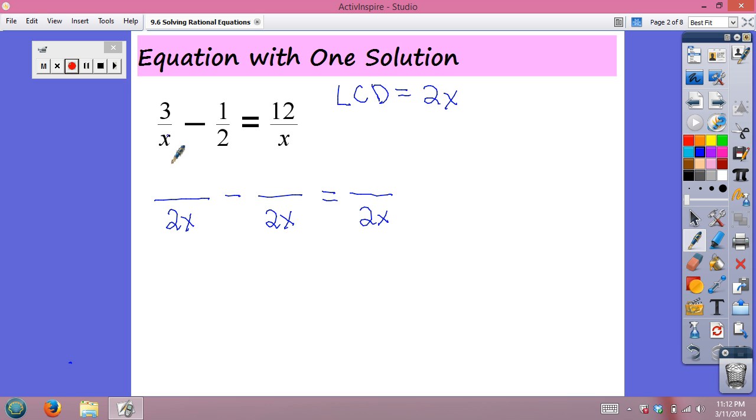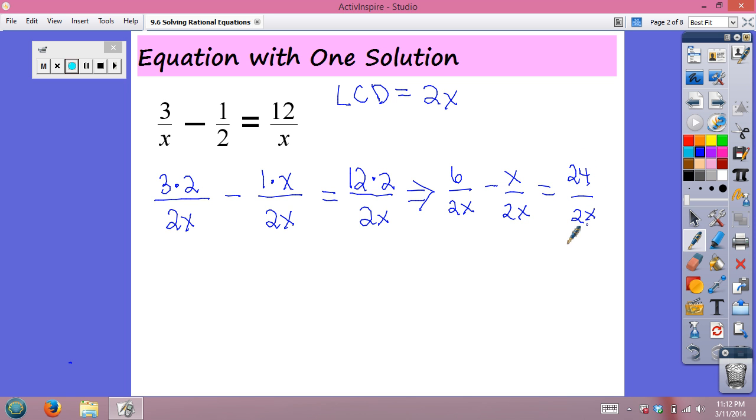So we have an x here, we need a 2x, so we know we must take the numerator times 2. We have a 2 here and no x, so we know we must take the numerator times x. And we have an x here and no 2, so again we're going to take the numerator times 2. So this is going to give us 6 over 2x minus x over 2x equals 24 over 2x.